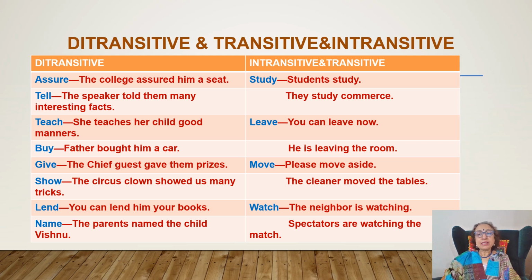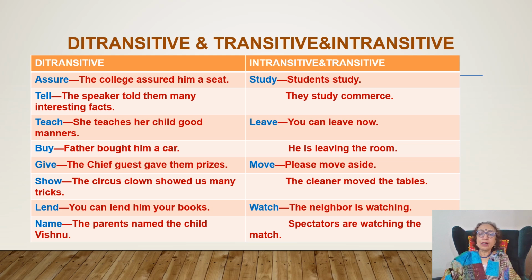Then you have verbs which can act as both transitive and intransitive. So you have first the intransitive usage and then the transitive usage. Study. Students study. Complete sentence. No need for anything else. They study commerce. So a noun is there, which makes it transitive. You can leave now. Now is not a noun. So you can leave now, intransitive usage.